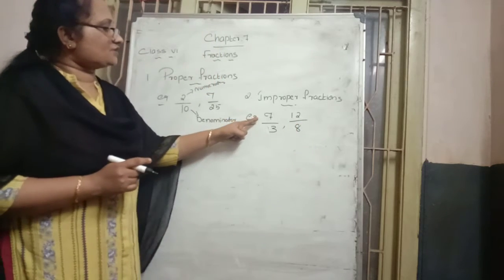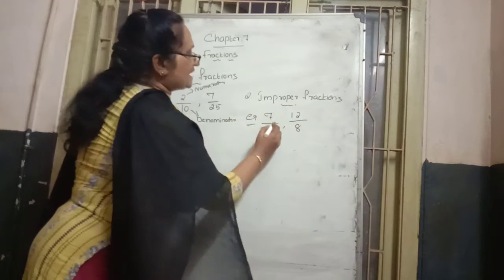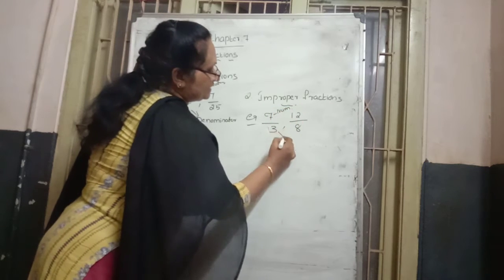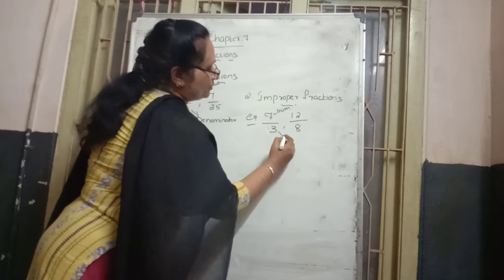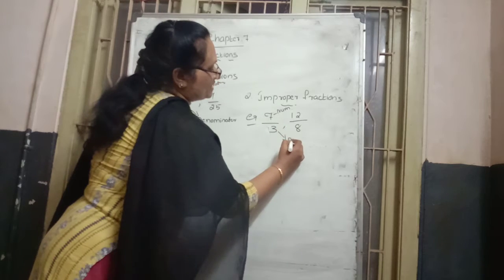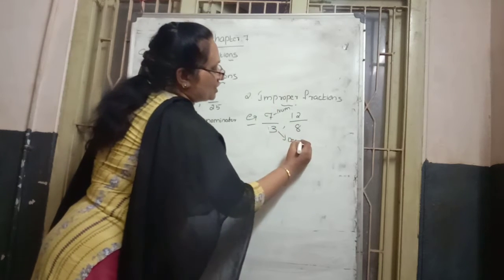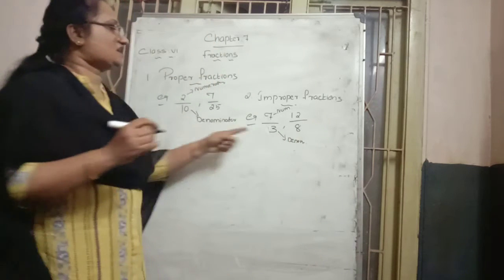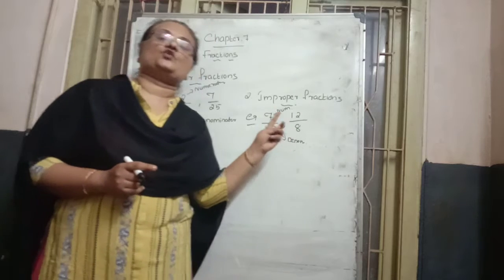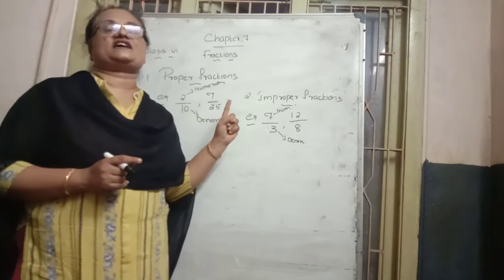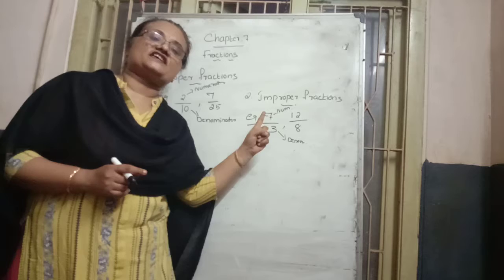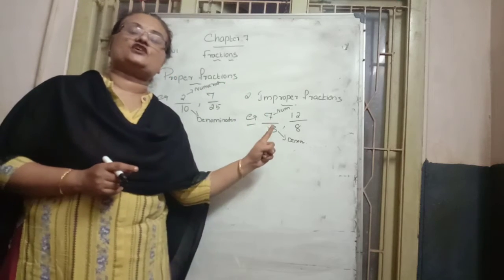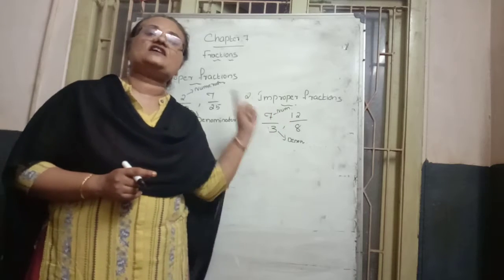See, which is the numerator? The part above the division line is known as the numerator, and the part below the line is known as the denominator. Here see which number is greater, the numerator or the denominator. The numerator is greater than the denominator. That's why we call this fraction an improper fraction.